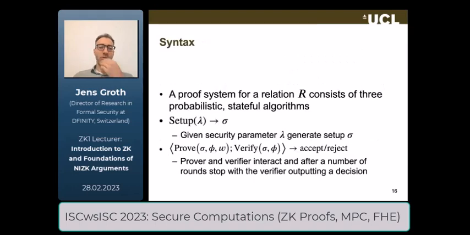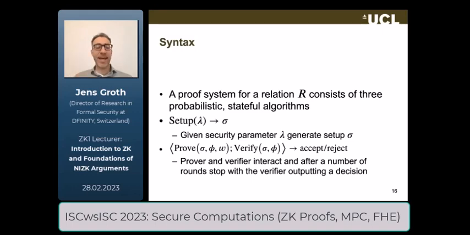Okay, so let's give some syntax here. How do we define a proof system? Whenever you develop a proof system, you need to specify three things. How do you expect the setup to be generated, or more generally, what kind of properties do you expect it to have? And then how is the prover going to work and how is the verifier going to work?